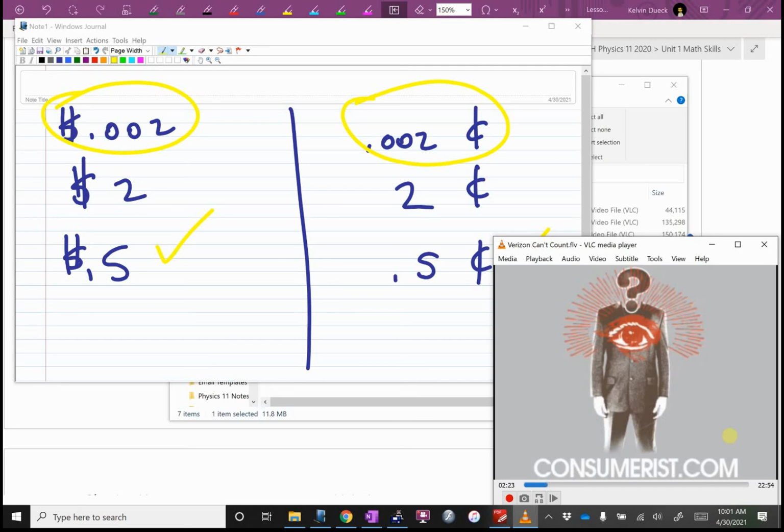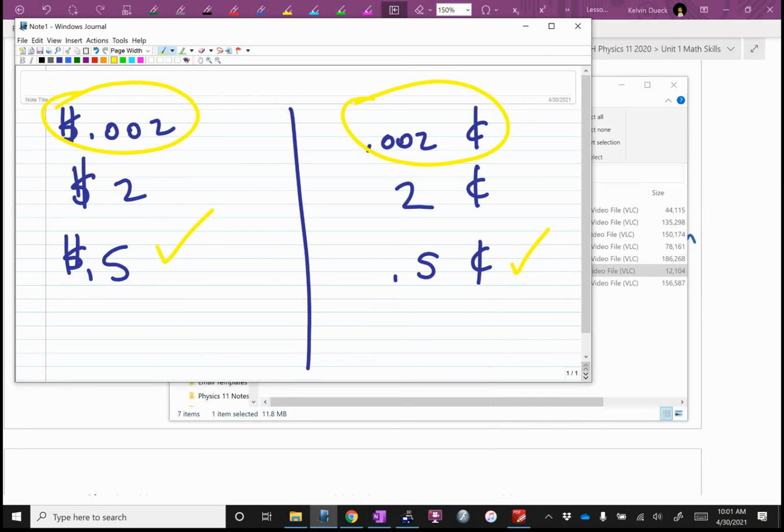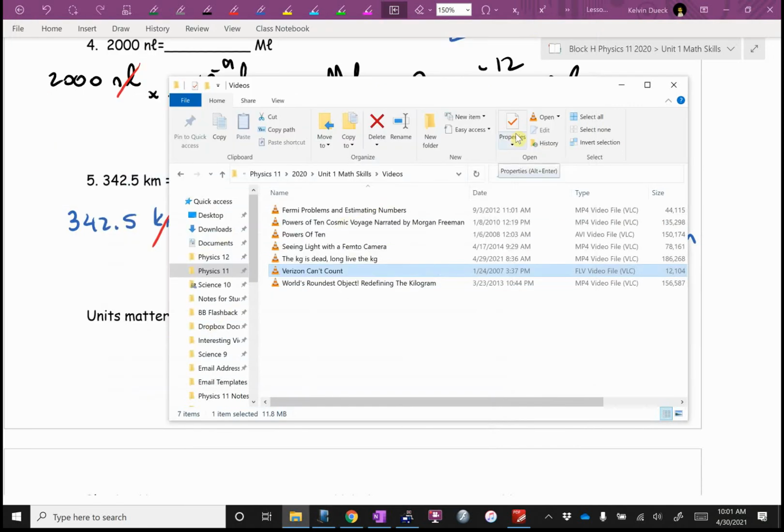So the basic background is George was quoted 0.002 cents per kilobyte for roaming in Canada, but he was charged $0.002. A bill of $5.37 became a bill of $537. That's a big difference. He goes on and on and on. I'm not going to play the whole call. If you Google Verizon can't count, you'll find his blog. He actually had to hire a lawyer.